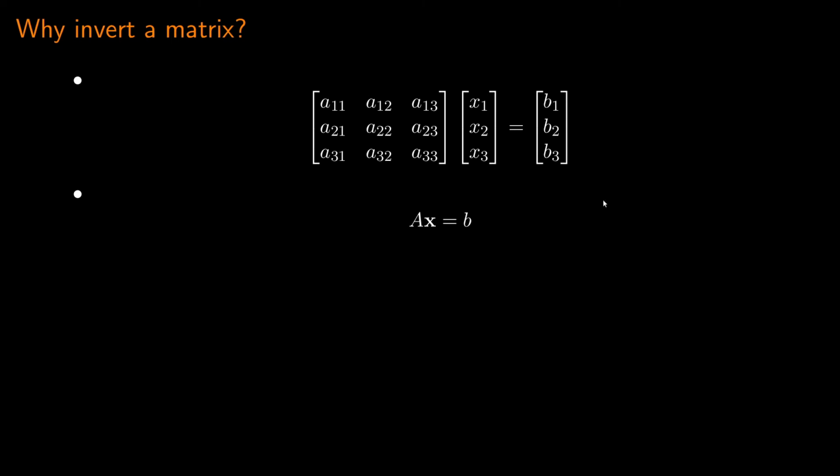Now, of course, from normal algebra, we know that if we wanted to solve this equation Ax equals b for x, we would divide everything through by a, which would leave us with x equals b over a.